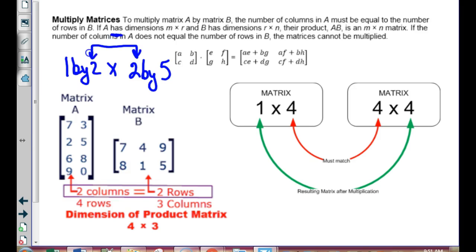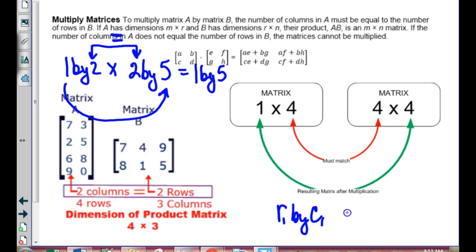These numbers have to be equal. The size of your answer will be based on this. You would get a 1 by 5. One more time. If you are talking about rows of the first matrix by columns of the first matrix, and then rows of the second matrix by columns of the second matrix, these must be equal. And your answer matrix will be this size.